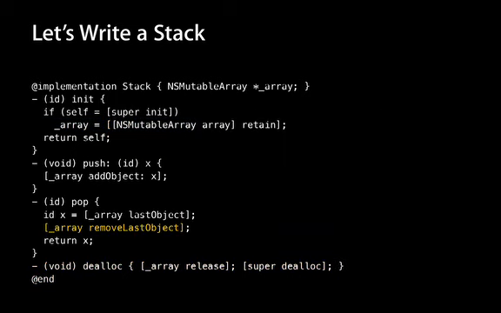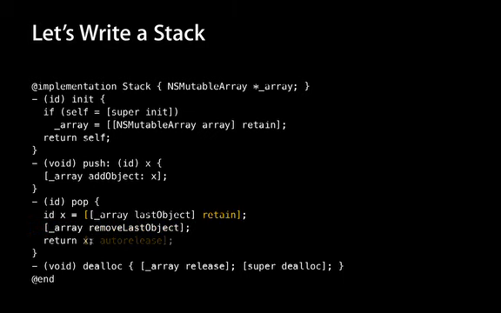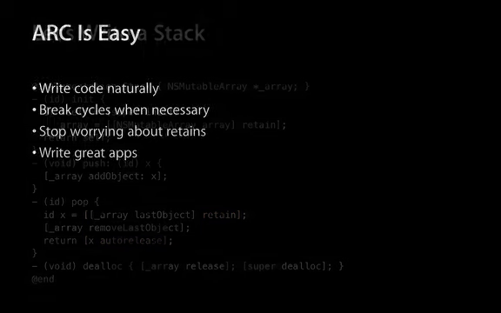we need to deal with this problem. A removeLastObject might have side effects. This might invalidate X. So how do we work around this? Well, we add a retain, and we add an autorelease. So now any side effects that removeLastObject has will not prevent this object from being prematurely deallocated. So that's it. So that's our stack.